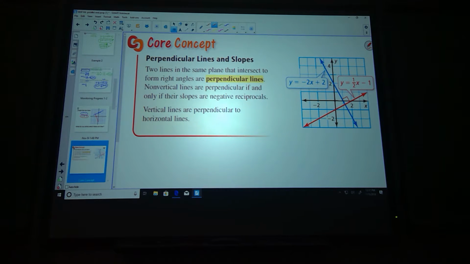So it says perpendicular lines and slopes. Two lines in the same plane, so two lines you graphed on the same piece of paper, intersect to form right angles, or perpendicular lines. Non-vertical lines are perpendicular if and only if their slopes are negative reciprocals. That's a new word. And vertical lines are perpendicular to horizontal lines.